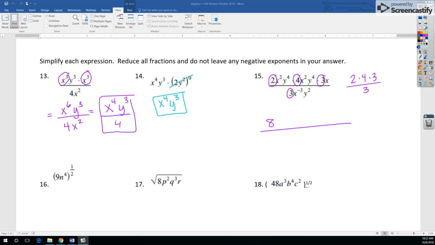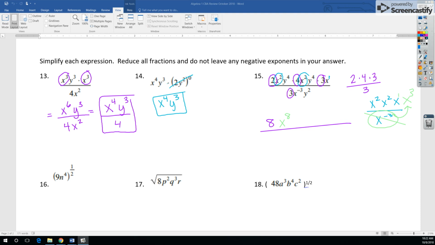Okay, next I'm going to look at my x's. So I have x squared, x to the first, x squared, x to the first, and then I'm dividing by x to the negative 3. Because that's a negative in the denominator, I'm going to bring it up to the numerator and make it positive. So 2, 2, 1, and 3, that's 4, 5, 6, 7, 8.